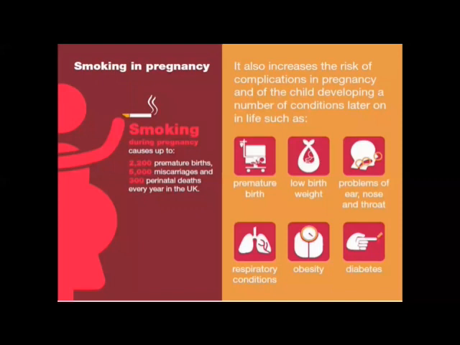The final thing we'll do in this chapter is smoking during pregnancy, how harmful it can be. So firstly, it can cause premature birth, or it can even cause miscarriage, or the risk of the child being born dead. Then for the baby, the baby might have low birth weight. It can have problems of ear, nose, and throat. And why? Because the brain development of the fetus is affected. The child may have learning difficulties later, or maybe respiratory problems, obesity, or diabetes.